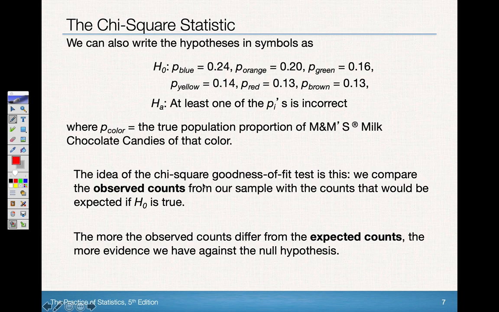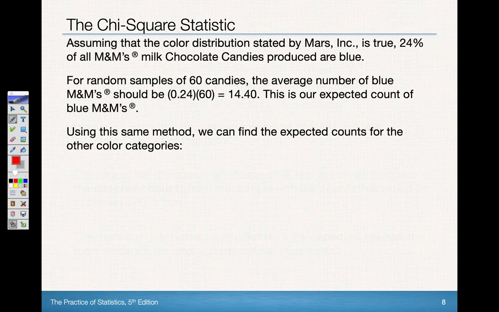The idea of the chi-square goodness of fit test is this. We compare observed counts, meaning if you had a bag of M&Ms and counted the colors, that is a sample, that's an observed count, versus what we would expect, meaning they might claim 24% are blue, but our bag only had 60 M&Ms. So you would make an expected count of 24% of 60 to say how many blue you would expect. That's how this works.